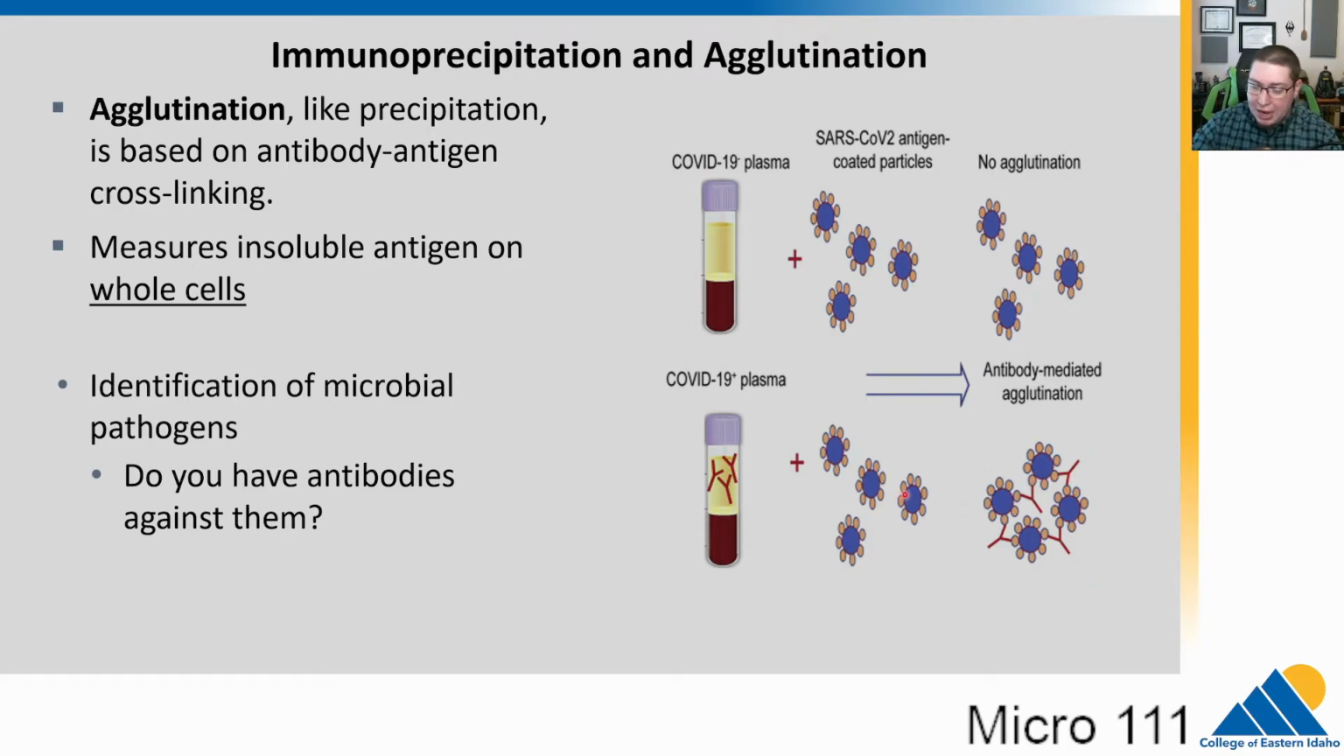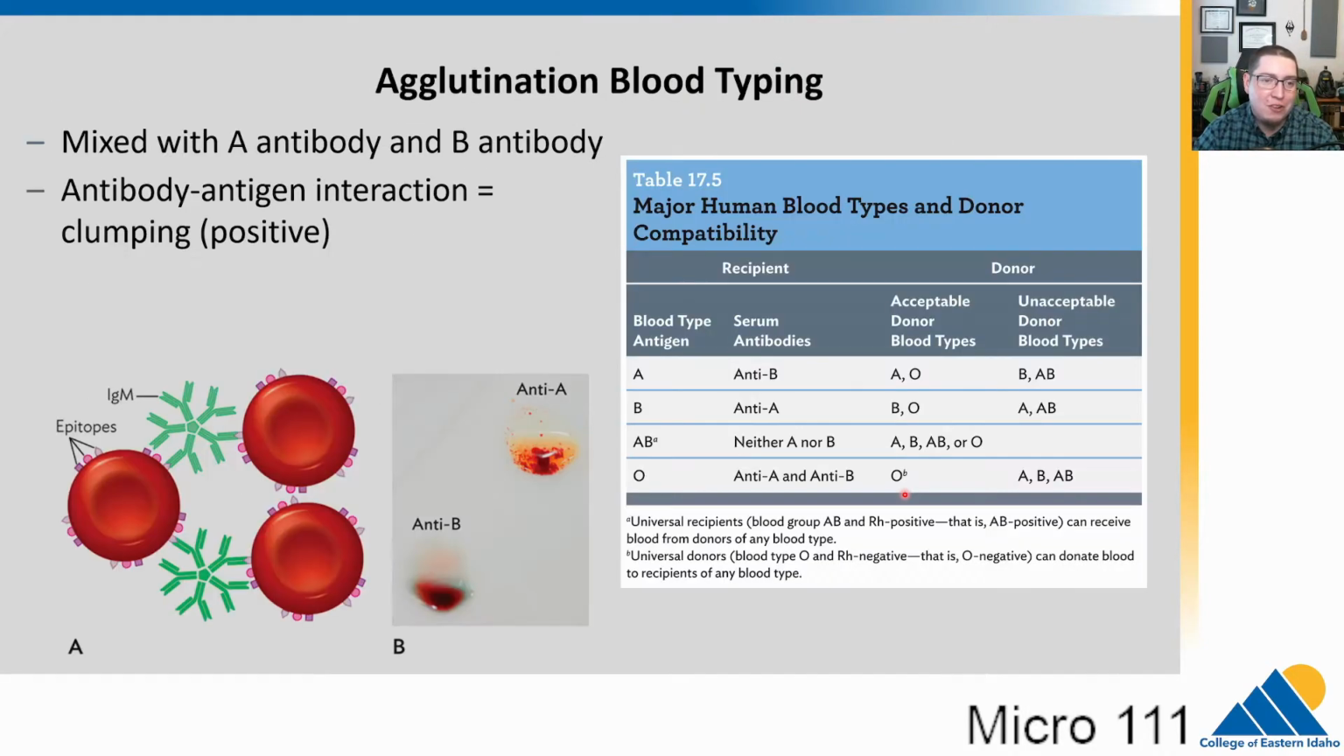Okay, we can actually see this in a test, but let's look at a very easy, simple test to understand here. So this is for identifying microbial pathogens, but we can also use this to identify people's blood type. Blood typing, A, B, and O, has to do with what proteins are on the surface of your blood. We call these blood antigen types. There's protein A, and there's protein B.